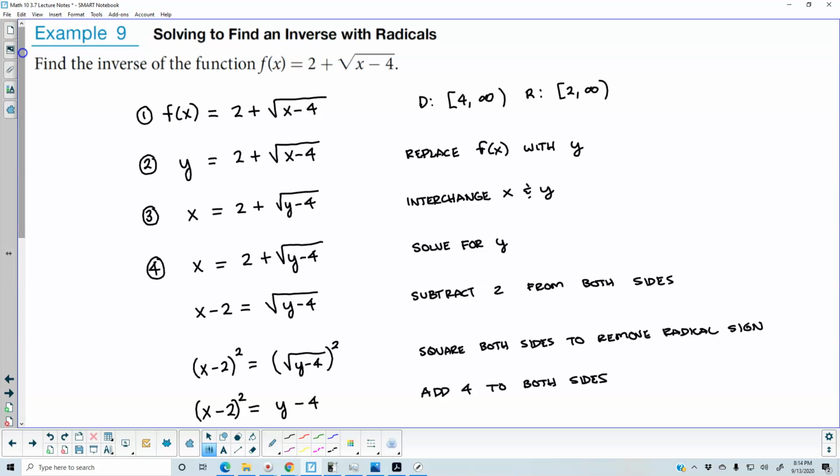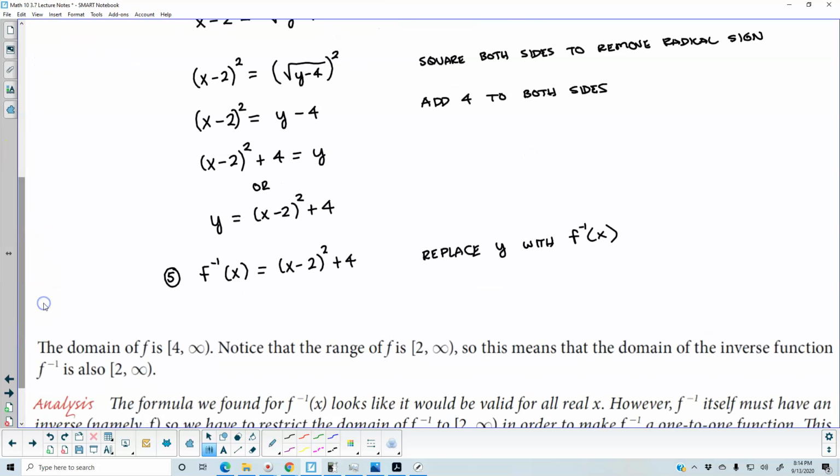Now, when we find the inverse, these two flip. So what that means now is for the inverse function, the domain becomes the range from the original function, and the range is the domain of the original function.